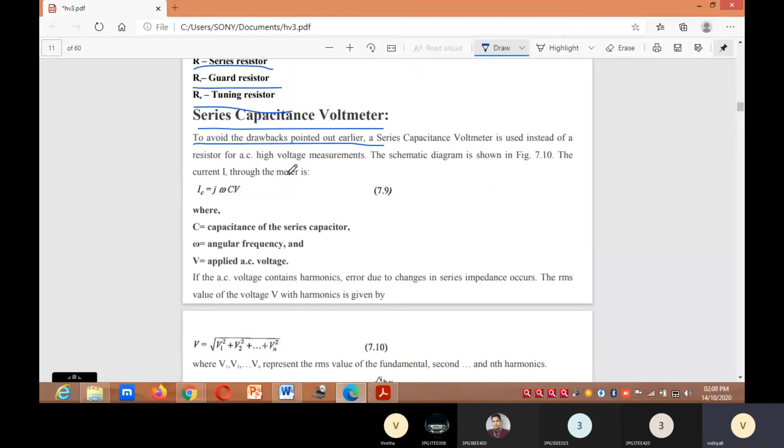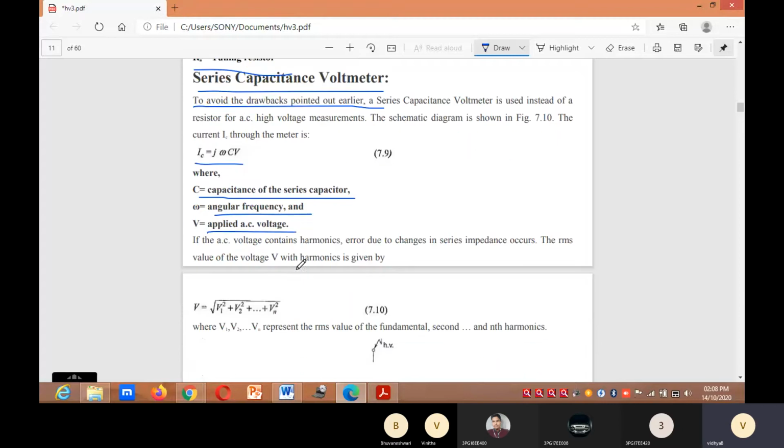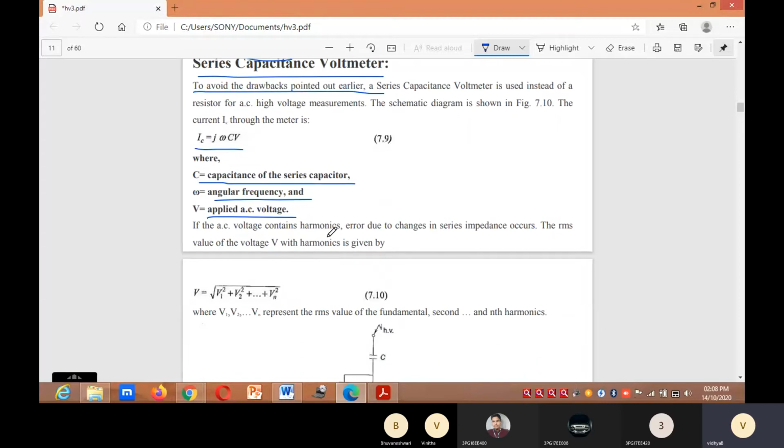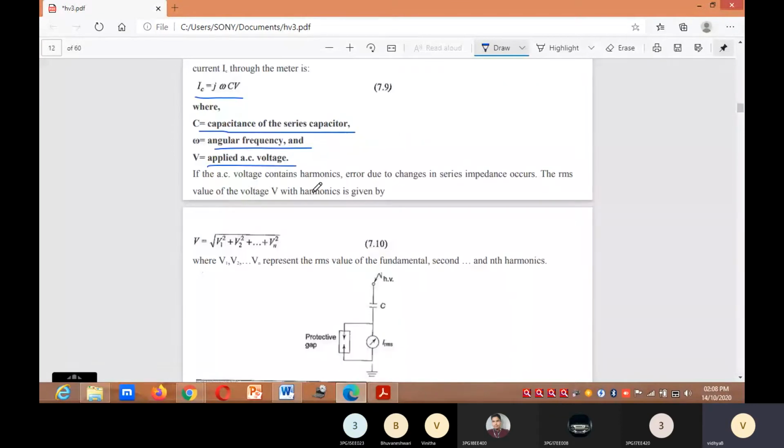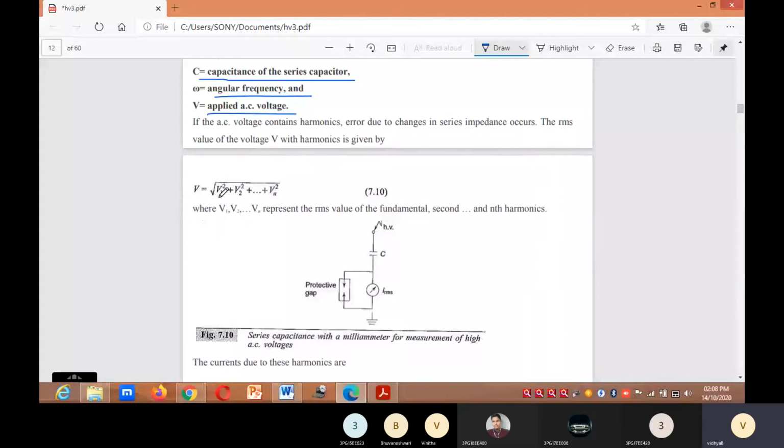The current IC through the meter is IC = jωCV, where C is the capacitance of the series capacitor, ω is the angular frequency and V is the applied AC voltage. If the AC voltage contains harmonics, error due to changes in series impedance occurs. The RMS value of the voltage V with harmonics is given by V = √(V1² + V2² + ... + Vn²).